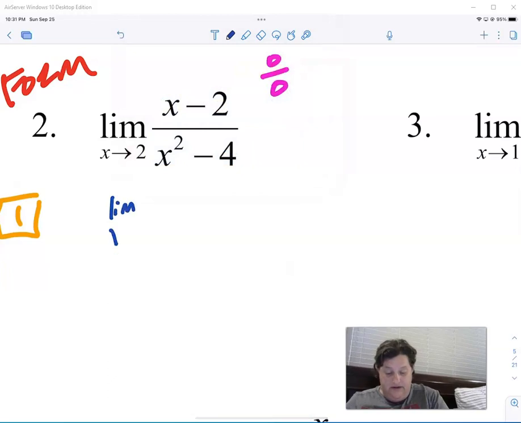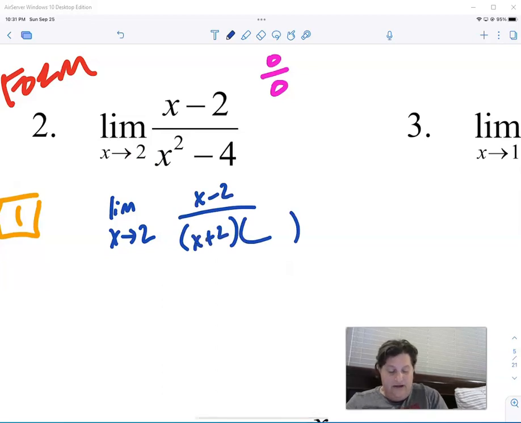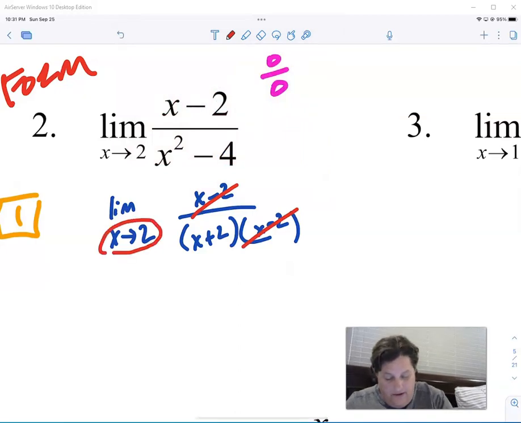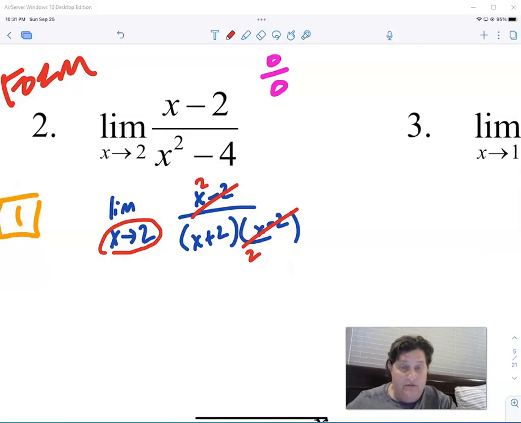So the limit as x approaches 2 of x minus 2 over, this is a difference of squares, okay? x plus 2, x minus 2. Now, do you guys see how this crosses out? And what's interesting is this thing that I'm crossing out right here, when I plug in 2, that is specifically what's causing the 0 over 0, so I'm getting rid of that. So it's called a removable discontinuity, right? So I'm pretending that that's not there.